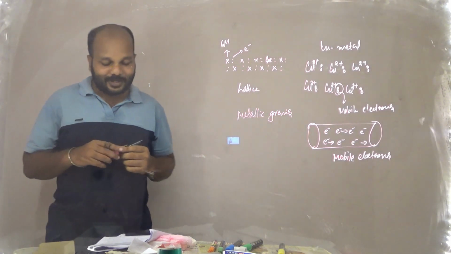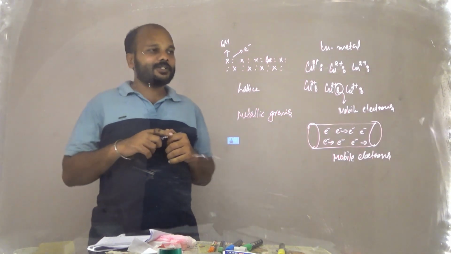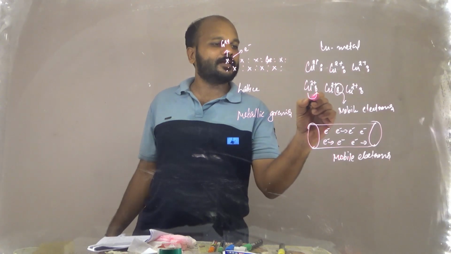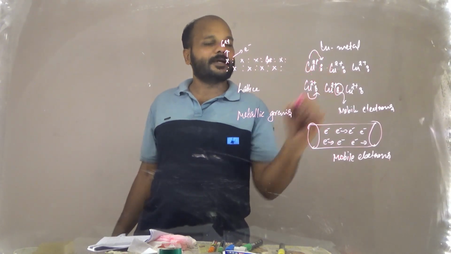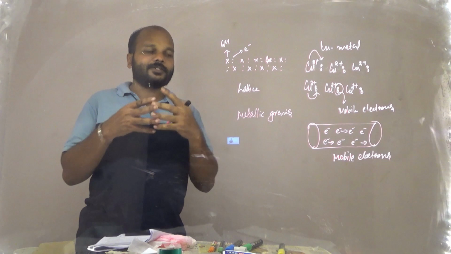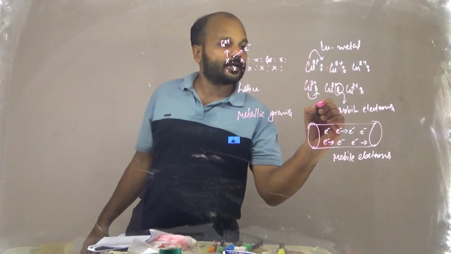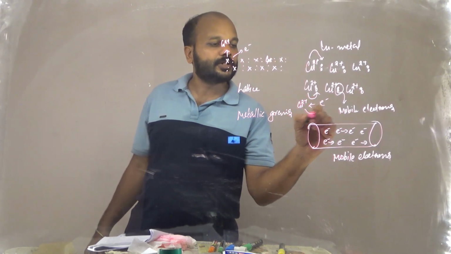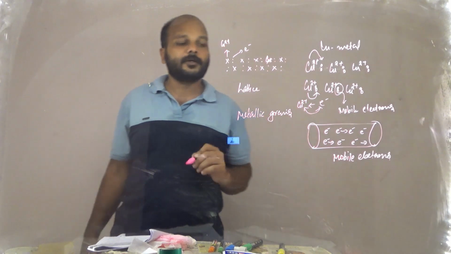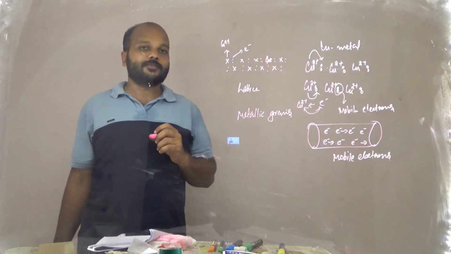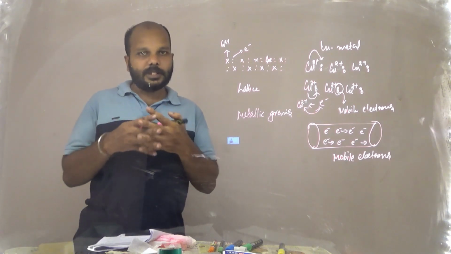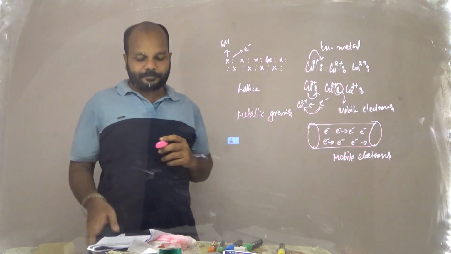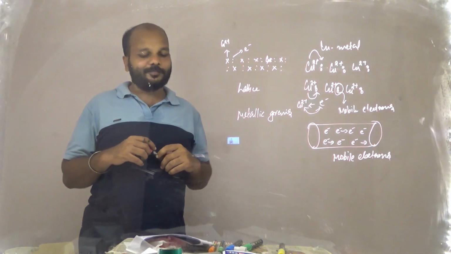The metallic bond is the force of attraction between the metal ions and the mobile electrons. Electrons have negative charge and the metallic ions have positive charge. So the force of attraction between the negative and positive binds it together. Now let's explain some of the properties of metals.